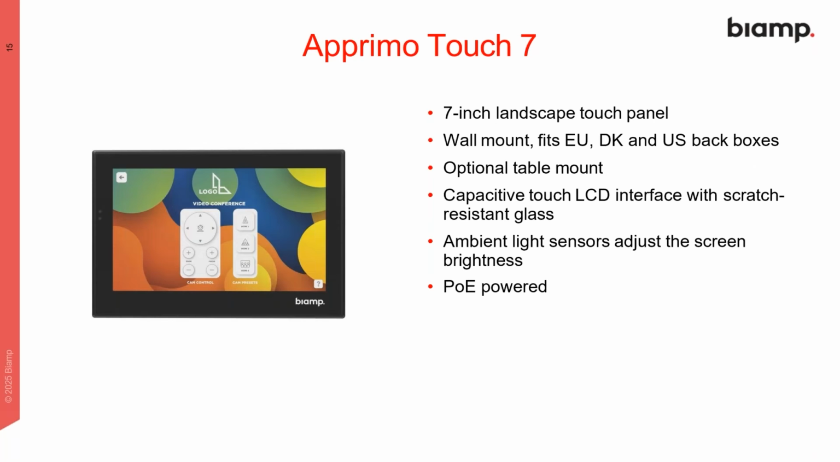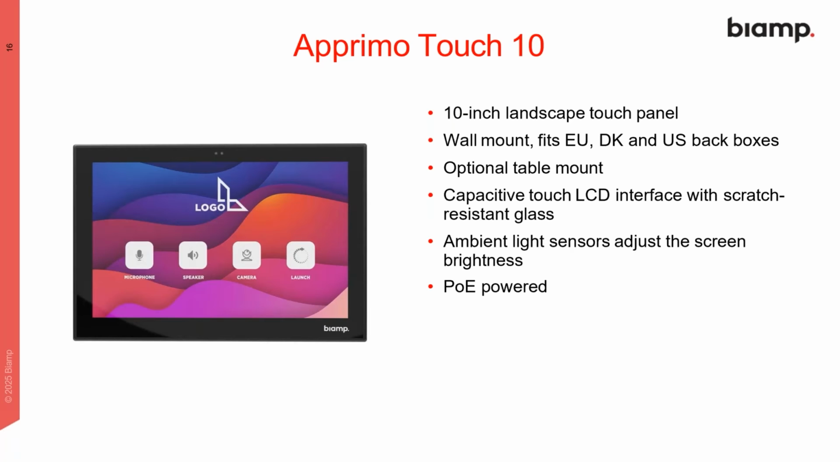And Aprimo Touch 7, only difference is it is a 7-inch touch panel. Apart from it, it has the same functionalities, like it fits in all the back boxes, and it has optional table mount as well. You can mount it on the wall or on the table with an optional rack mount kit. Ambient light sensor to adjust the screen brightness, PoE powered. Then the 10-inch touch panel. That's the only difference between 7-inch and 10-inch. It works in landscape, where 4-inch works in portrait mode. Optional table mount to be used on the wall or on the surface.